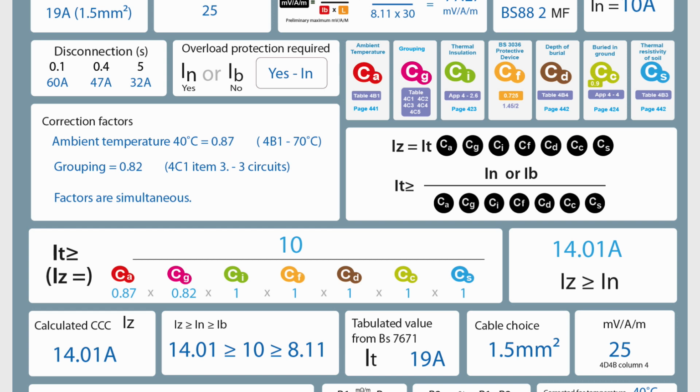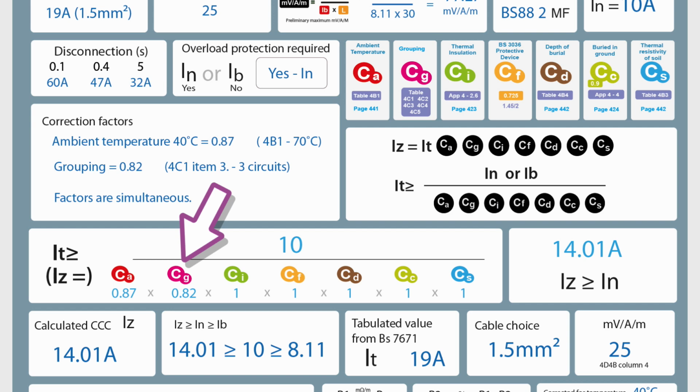So in our situation here, we've only got 2 correction factors. We're in a high ambient temperature of 40 degrees C, and we're also grouped with 2 other circuits. And BS7671 gives us various factors, which we either divide or times by, depending what you're doing. Generally, you divide by them. So we've got our ambient temperature factor of 0.87. That's because we're at 40 degrees C. We have a grouping factor of 0.82, and these will all derate the cable.